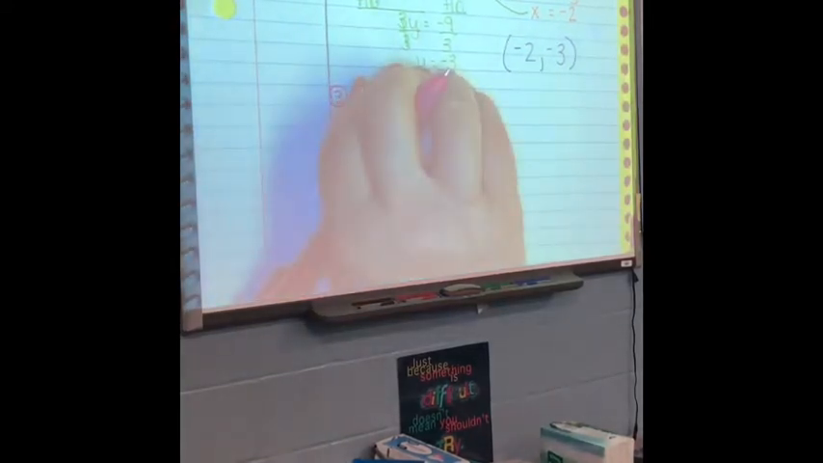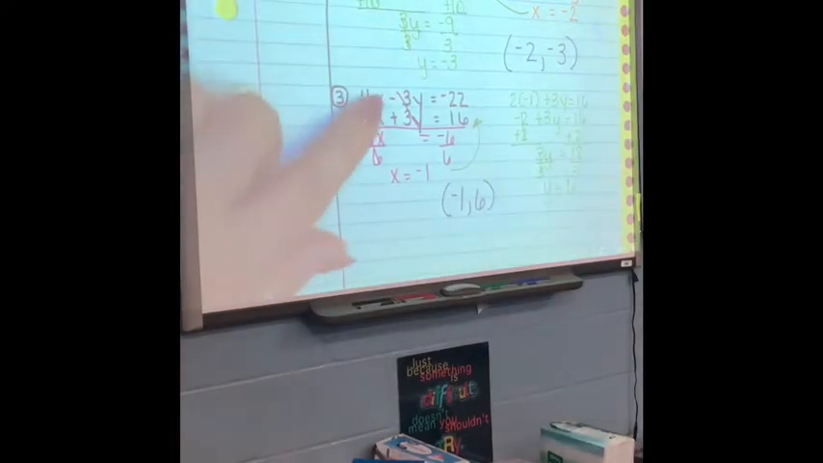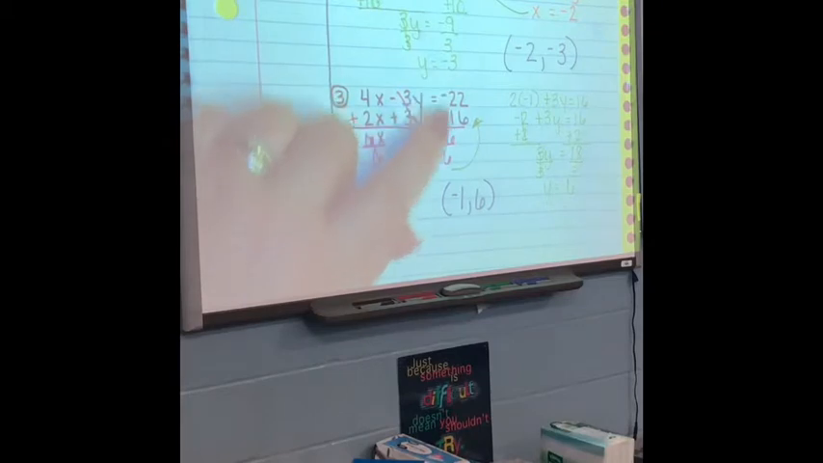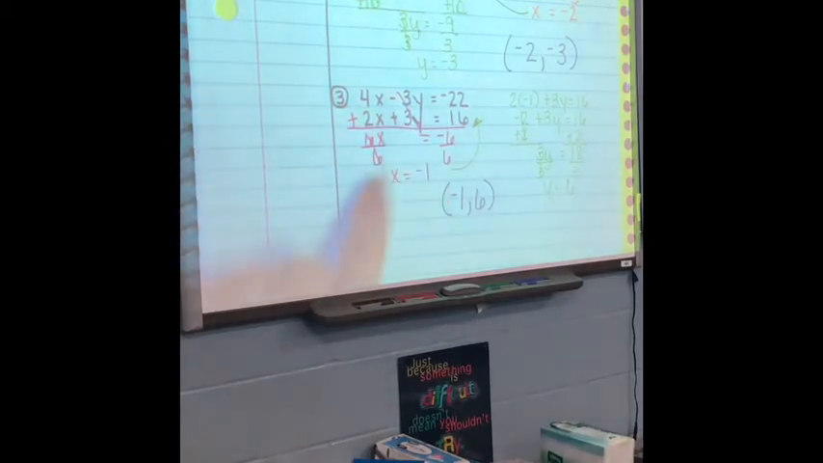The problem, you should have first realized that the 3 y's were already what? They were already opposite, right? So if they were already opposite, step 1 was not needed, right? So I went ahead and added them together. 4 and 2 making 6x, the 3y and negative 3y making 0, and the negative 22 and 16 making negative 6, which resulted in x equaling negative 1. Right? The next step was to take it and plug it back into one of our original equations, which resulted in our y being 6. Yes? Questions?